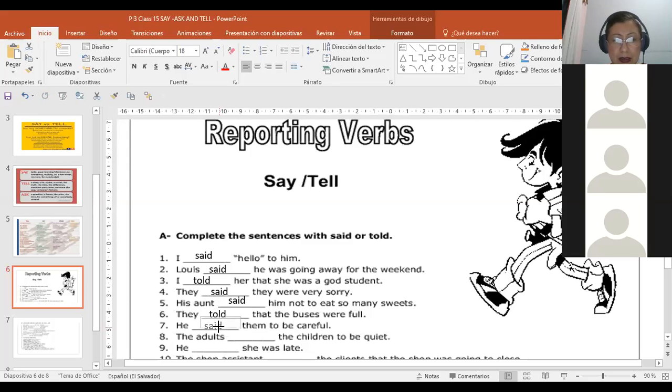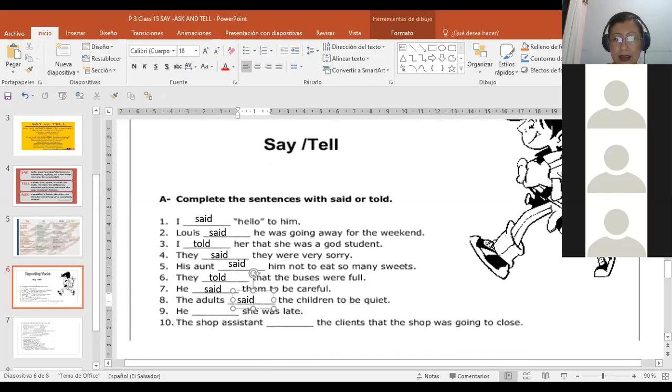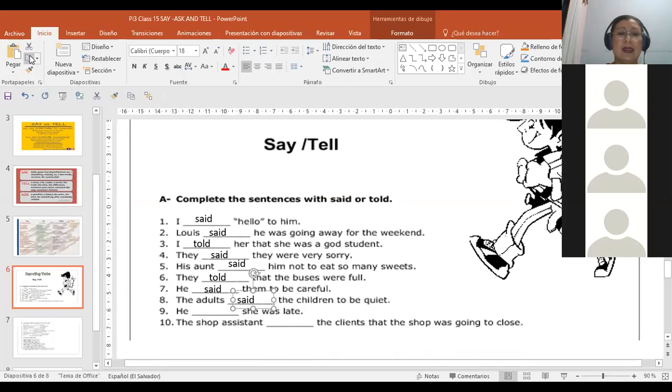Okay, so let me. Okay, the adults said or told. Said, right? Said the children to be quiet, literally, be quiet. Mm-hmm. Okay, let me just move this. He said she was. She said, ¿verdad? She said she was late. Literal, ella dijo, llegué tarde. Ella dijo, llegué tarde.